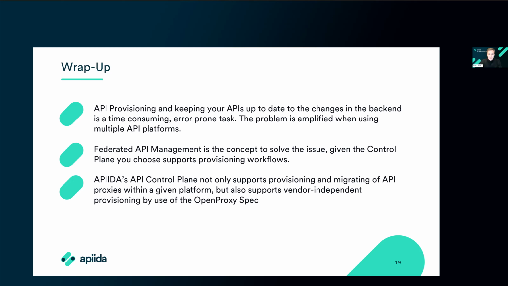And as we've seen, the control plane does not only support provisioning and migrating within a given platform. That's something that the control plane can do out of the box right now. You can just use the control plane to create an API on one system, move it within the same platform, but it also supports that in a vendor-independent way by using the open proxy spec.